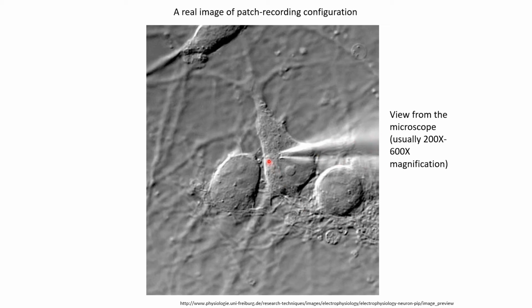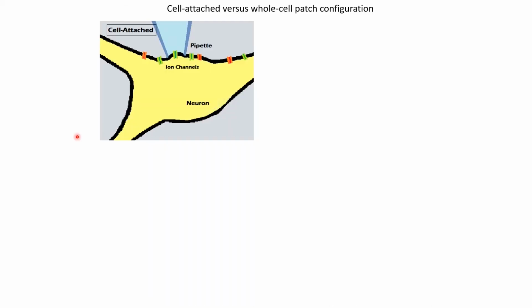Now this tip size is about a micron here, and this size may still contain many ion channels within that region. So if you want to record from a single ion channel, you probably want to have an even smaller tip size. The patch recording can be performed in various configurations. The simplest configuration is known as the cell attached configuration that we have already seen, in which the glass pipette is put over the membrane and a tight seal is formed between the pipette and the membrane.